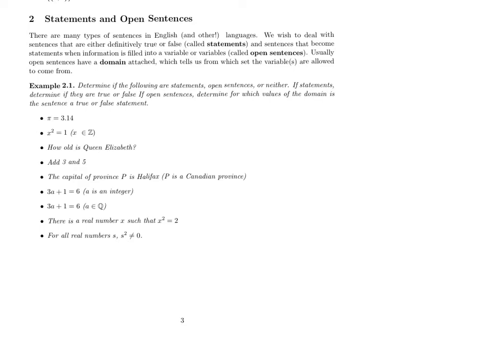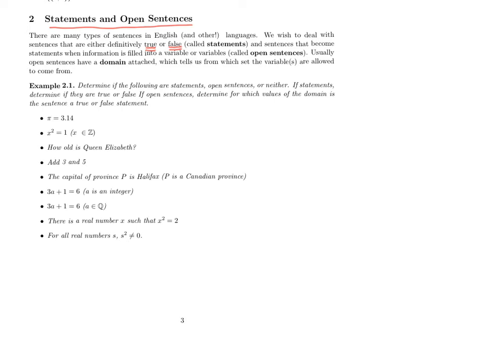So we're going to talk about statements and open sentences here. Obviously there are various types of sentences in the English language, and not all of them are statements. Statements are sentences that are definitively either true or false. So you can characterize a statement as either being true or being false. There's some other types of sentences out there. They have different names like declarative and imperative and questions, things like that. But the whole point is, if you can't definitively say if it's true or false, it's not a statement.